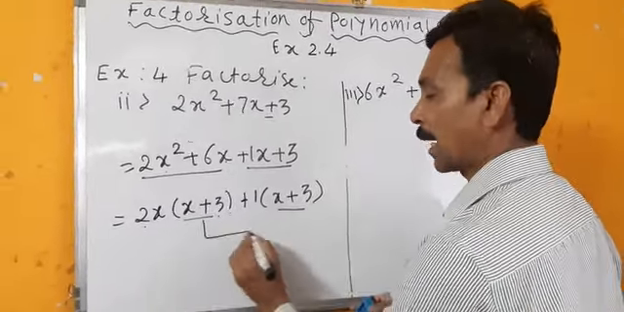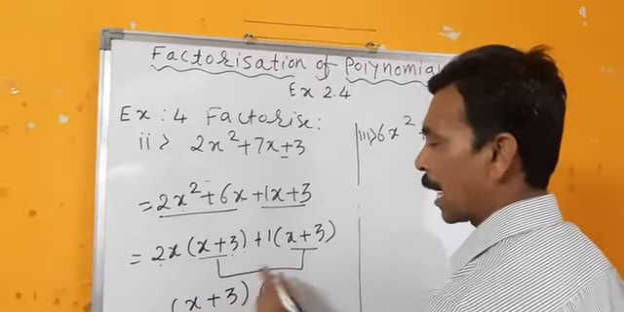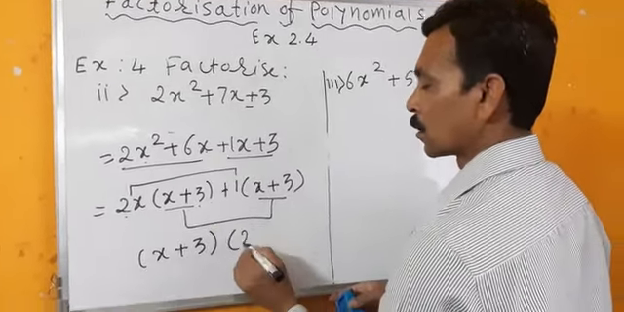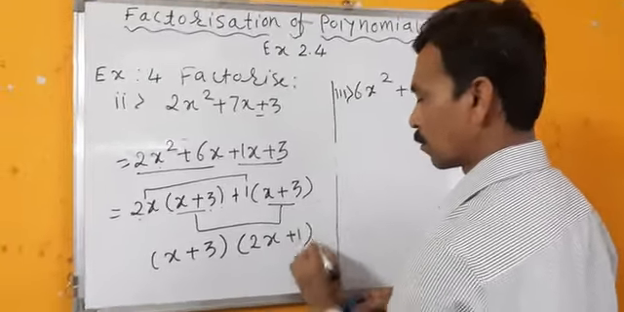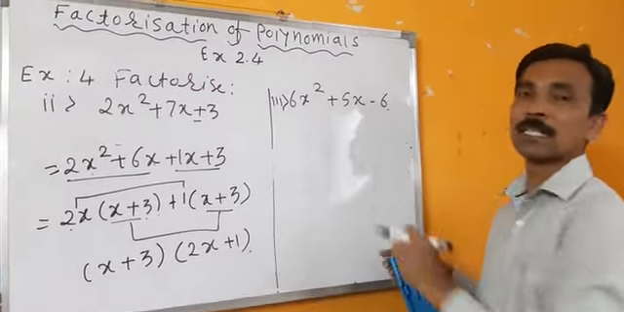Then from these two brackets, take one bracket as common, that is x plus 3. And in another bracket, the uncommon. What is uncommon? 2x plus 1. So this way we factorize. We will see the third sum.